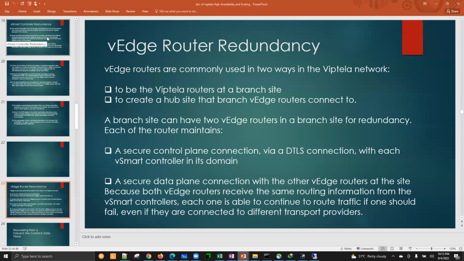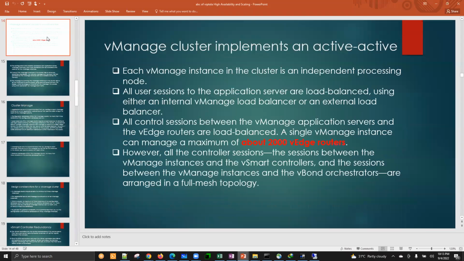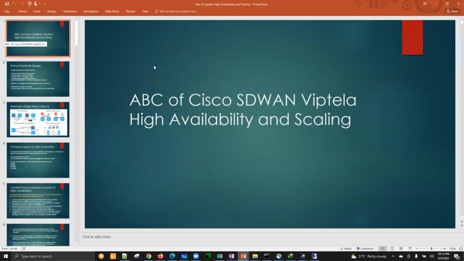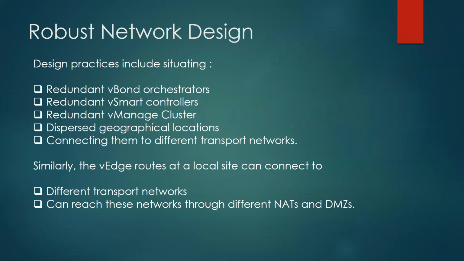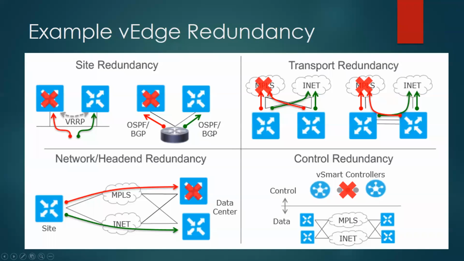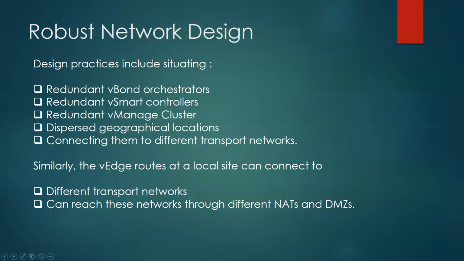Now, when we are talking about high availability and redundancy in terms of data and control plane, let's see all these things one by one. I'm going to start with the control plane first. Control plane is all the controllers first, and then we'll check the data plane redundancy as well.